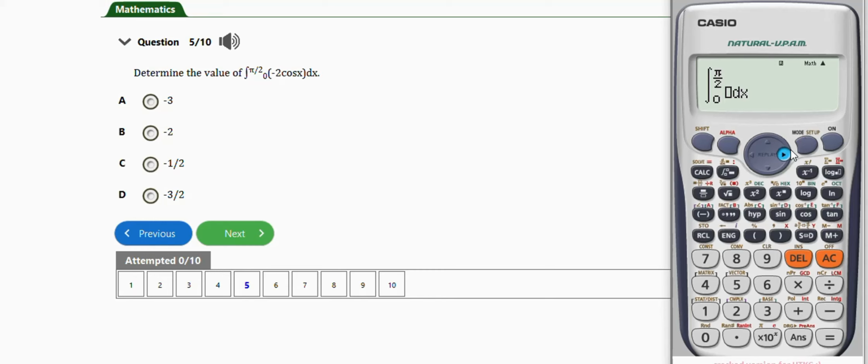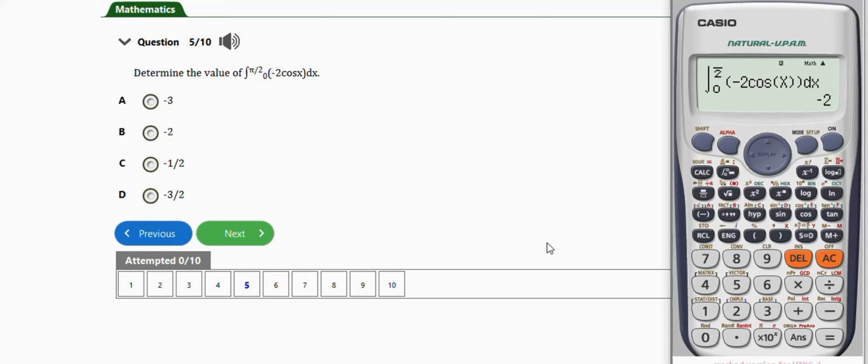Then come here and put a fraction minus 2 cos x, close the brackets. So you have to balance the bracket here, guys. To balance it, we have 2 brackets at the left, 1 at the right. So we add an extra 1 here. It's very important, guys, so that we do not have a syntax error. So let's press equal to now. The output is -2, option B, the right answer.